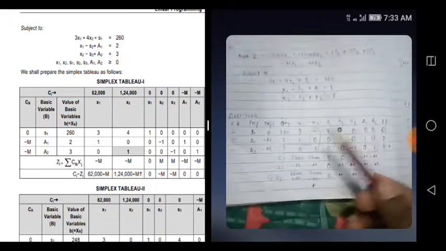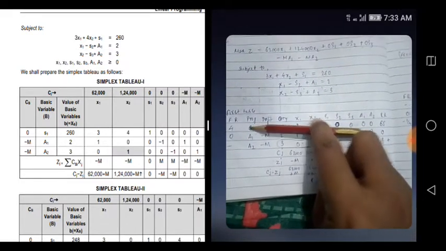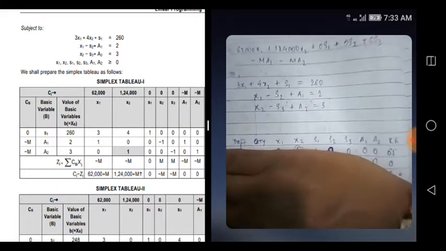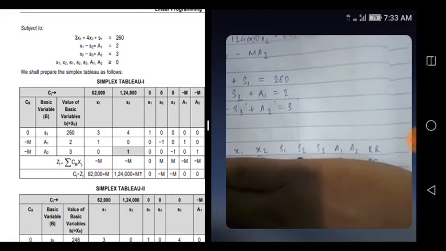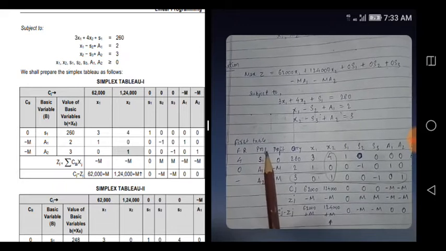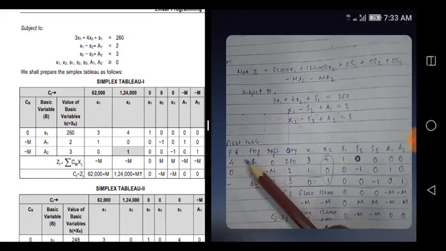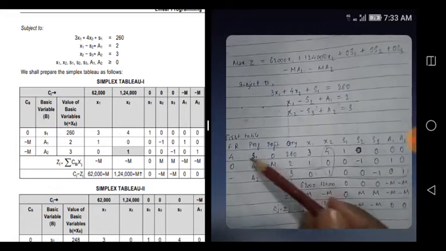Now see, first thing what we do, just imagine that nothing is there. Just see this: FR, program, profit, quantity, x1, x2, s1, s2, s3, a1, a2, RR. From where did I get all these things? FR, fixed ratio, once again. So these are the columns.